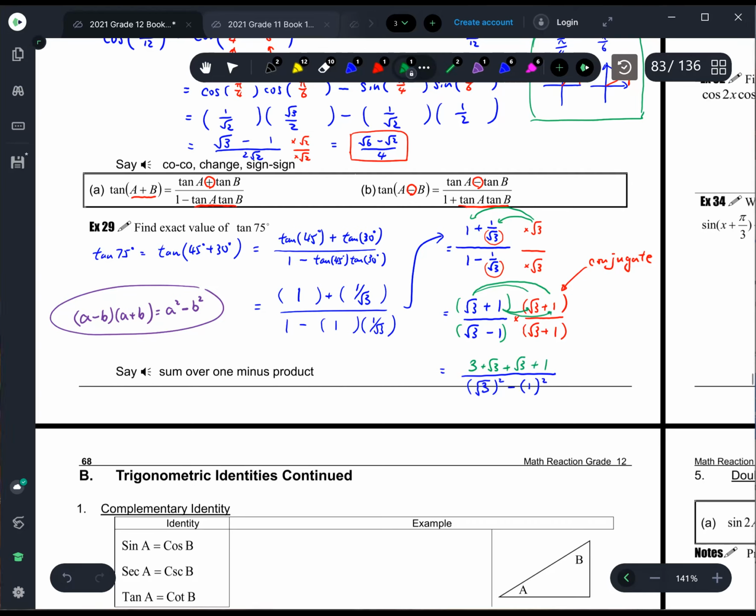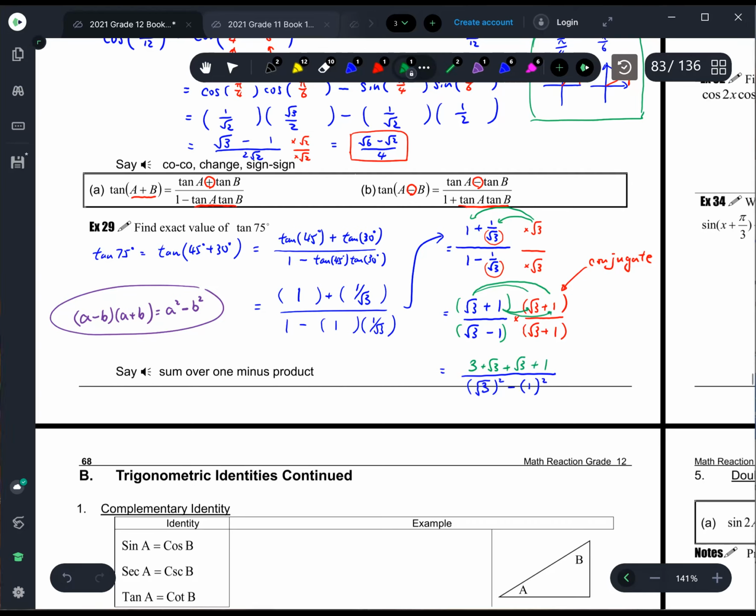Am I going too fast? This is completely from grade 11. I know it's a long time ago. That's why we do it slowly. Can you raise your hand if you caught up to here? Okay, for two terms, you need to use the conjugate to rationalize.